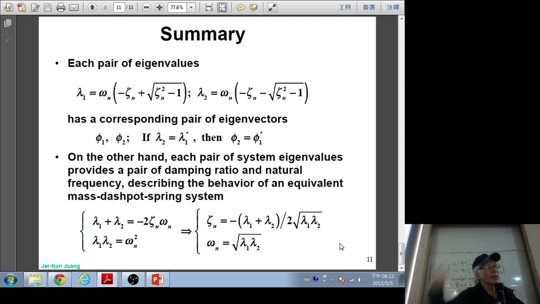So if one eigenvalue is complex, then among all the eigenvalues there must be another eigenvalue that's also complex. They are paired together, the complex conjugate. The same thing for eigenvectors. So the bottom line here, I show you how you solve for zeta n and omega n, right? Agree? So given a pair of eigenvalues, lambda 1 and lambda 2, you should be able to find your natural frequencies and also your damping ratio.